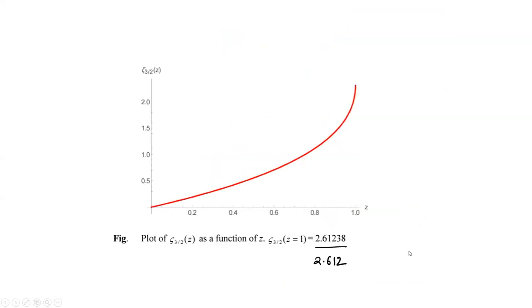So, this is the kind of curve that you get for zeta 3 by 2, and this is important because we would be interested in various temperature dependencies, which are important. Now let us see how zf depends on temperature.